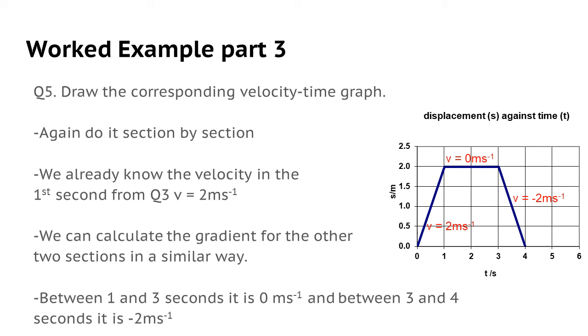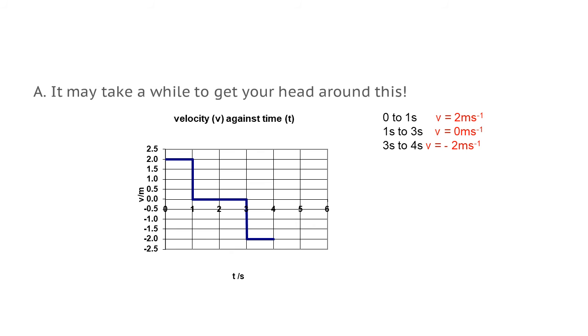So once we've got this information, we can now transfer this onto our velocity time graph. So the velocity for the first second is 2 meters per second. Between 1 and 3, it's 0. And between 3 and 4, it's negative 2. I think the sentence at the top of the page perhaps tells you a little bit. This is something that you might take a while to get your head around, but as long as you're logical and use the information that we got from the previous slide, so the velocities at different times, and you have a look at this graph here, hopefully this should make sense.